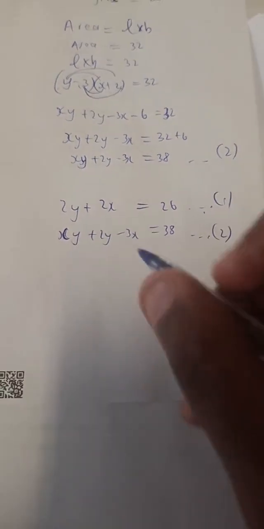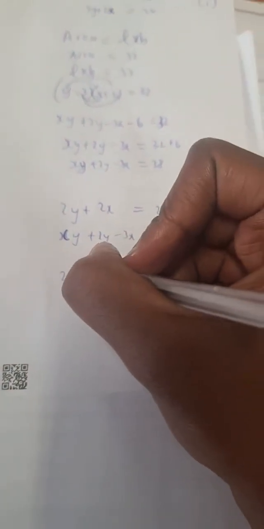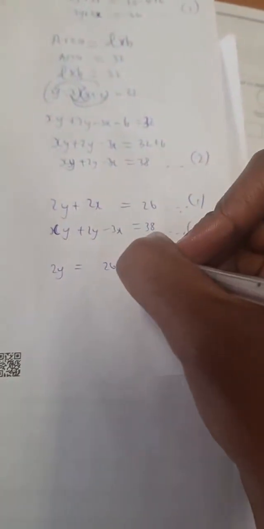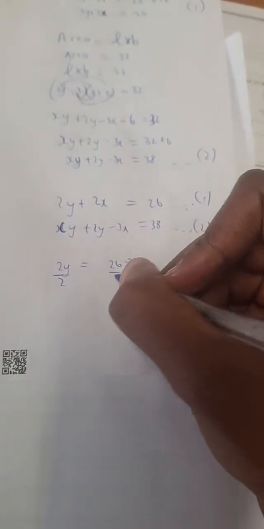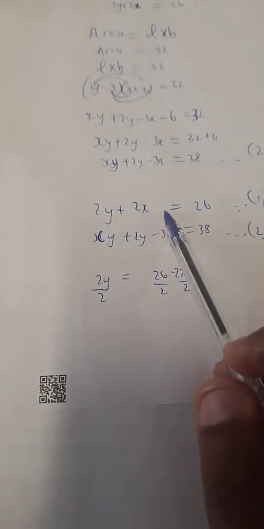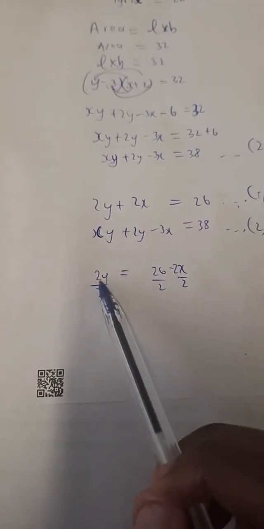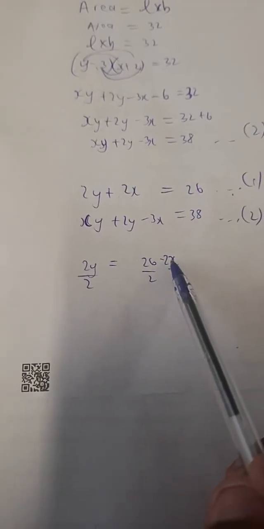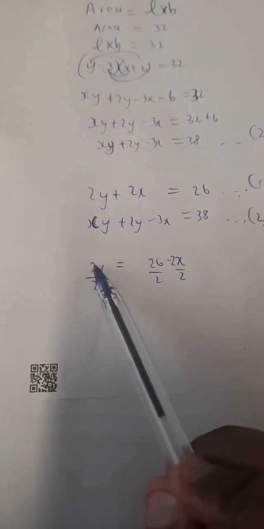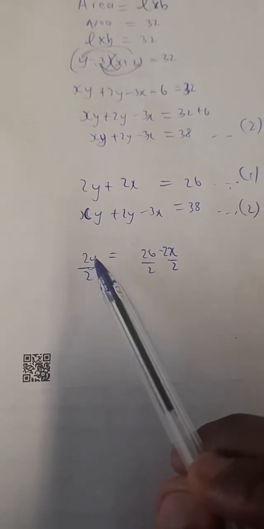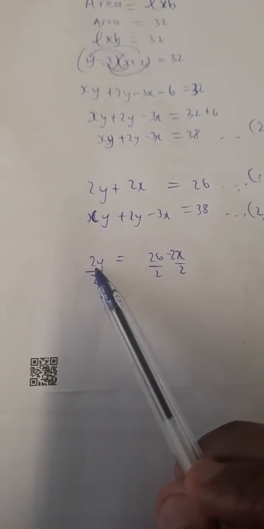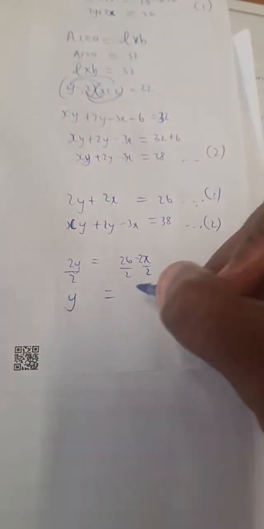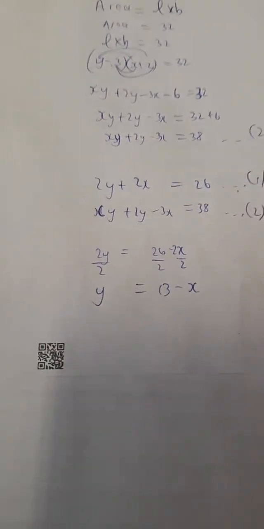So I'm going to take this first equation and try to isolate one of my variables. 2y plus 2x is equal to 26. If I make y the subject, 2y gets isolated, and 2x gets transposed, so 26 minus 2x. Then since I want y alone, I divide both sides by the coefficient of y. The coefficient of y, or the number next to y here, is 2, which is multiplied to y. So I'll divide by 2. Y is equal to 13 minus x.